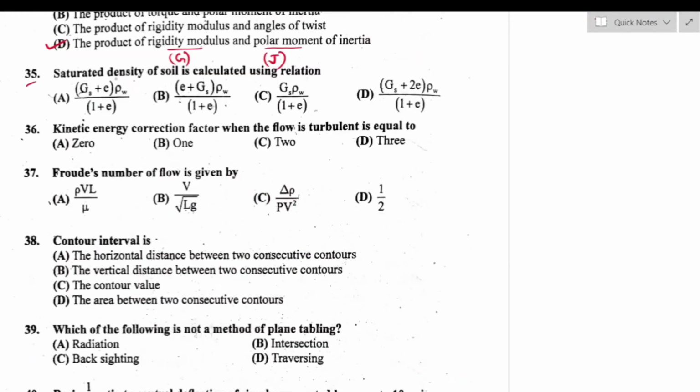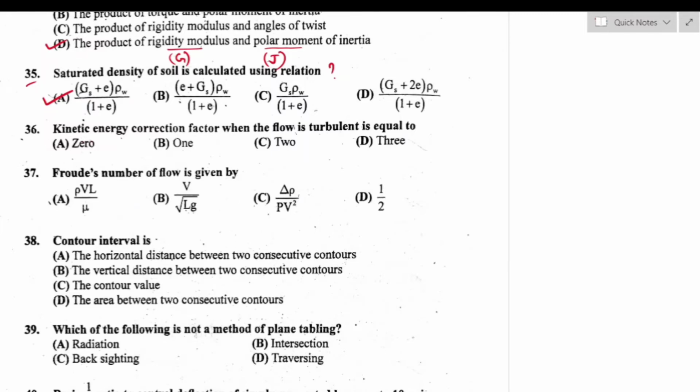Question number 35. Saturated density of a soil is calculated by using the relation. When the soil mass is saturated, its bulk density is called saturated density, and it is given by the following formula: (Gs plus e) into density of water divided by (1 plus void ratio). Option A is the right answer. Thus, saturated density is the ratio of total weight of saturated soil sample to its volume.